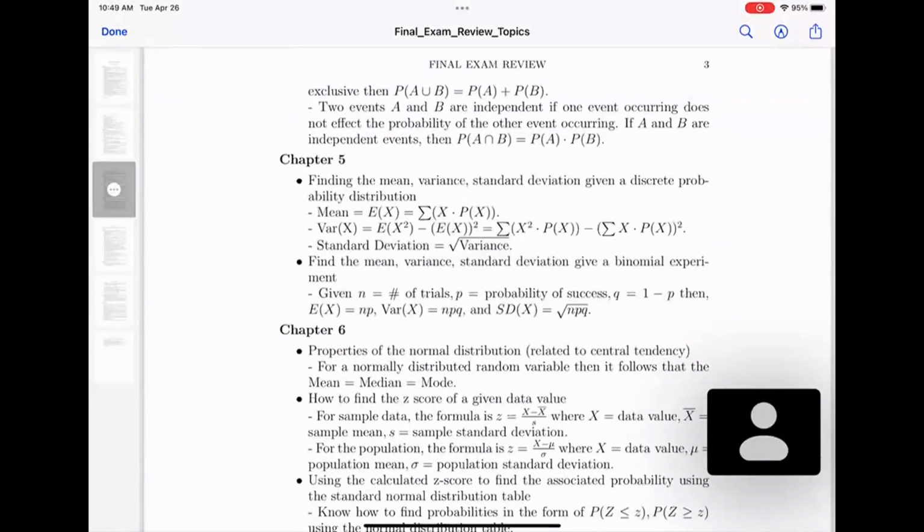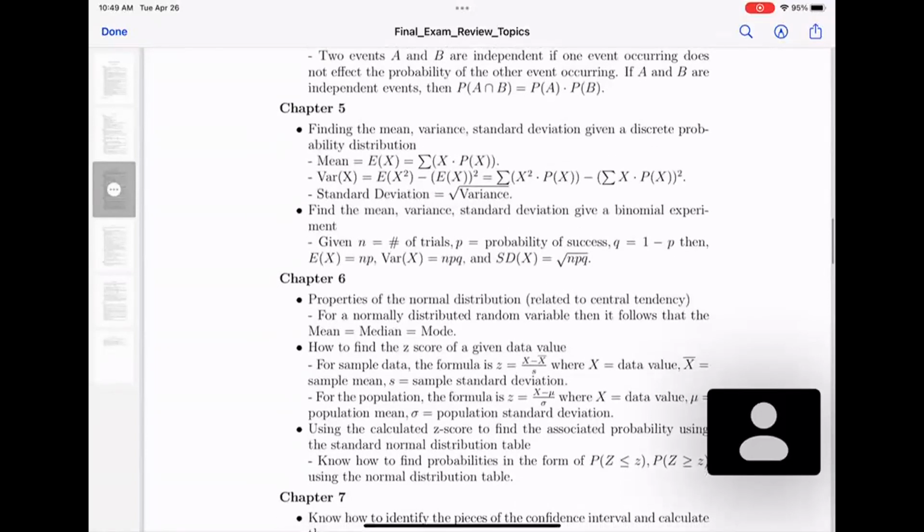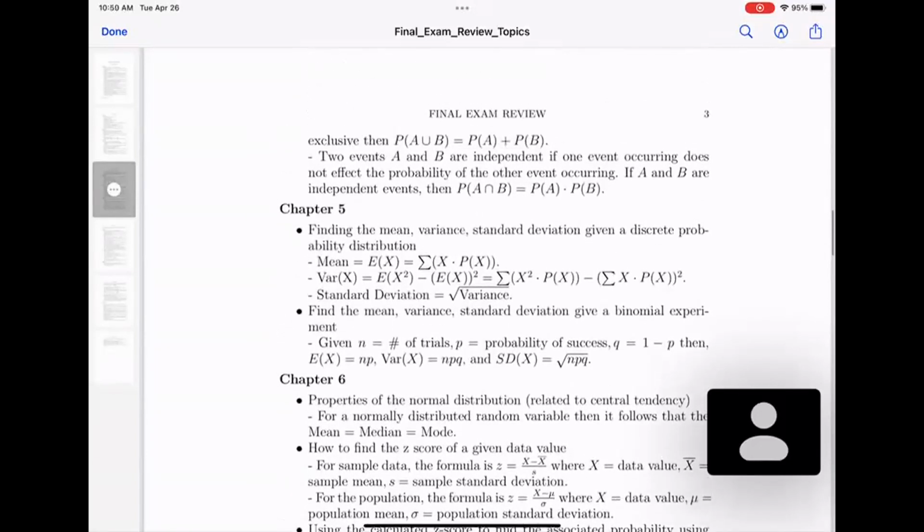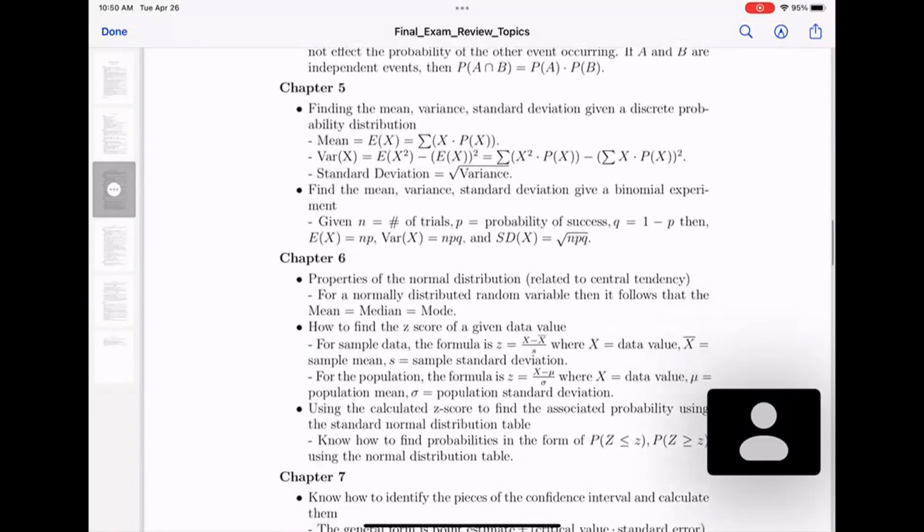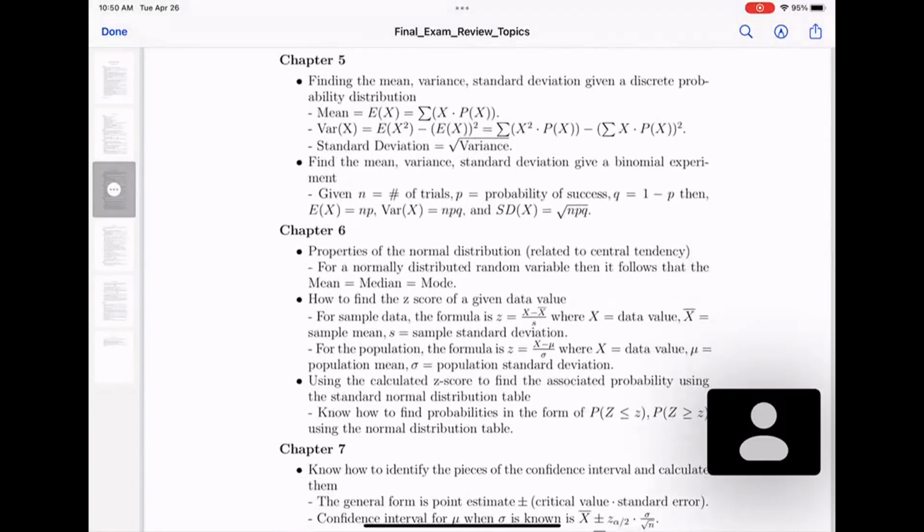Next, 2 events A and B are independent if one event occurring does not affect the probability of the other event occurring. So for instance, whenever we talked about tossing a coin, the 2 consecutive tosses are independent of one another because what happens on one toss is not going to affect what happens on the next. So therefore, we said the 2 events were independent, and you can find the probability of the intersection of the 2 events by just multiplying the corresponding probabilities of each. Is everyone okay up to that point?